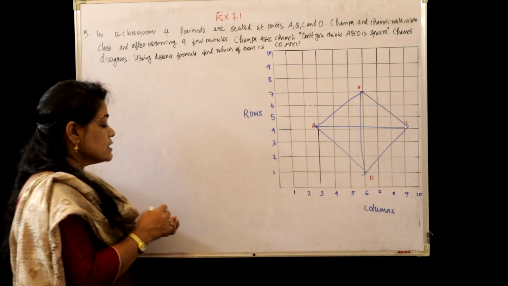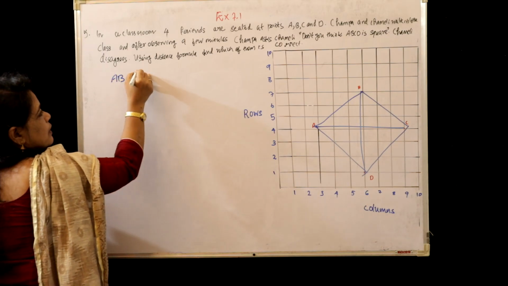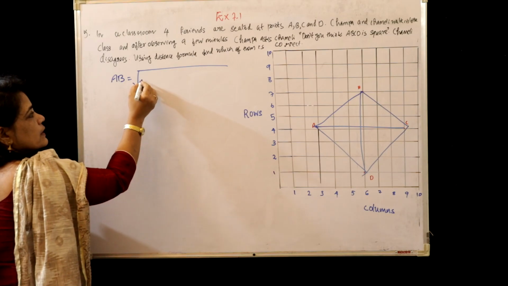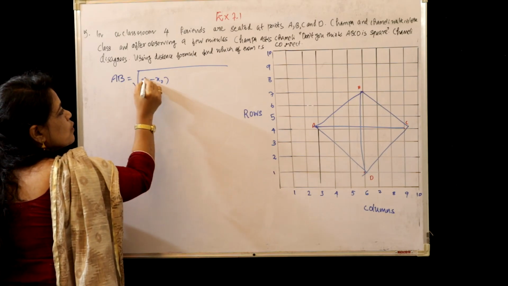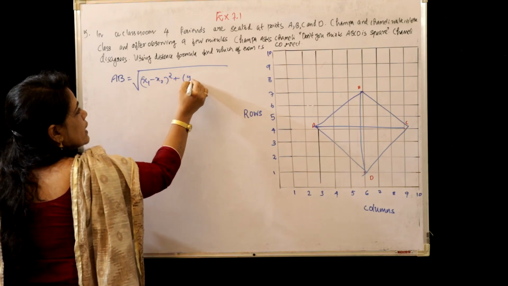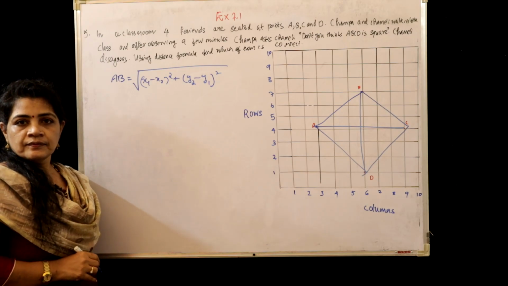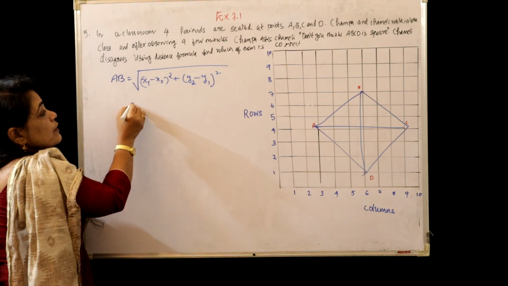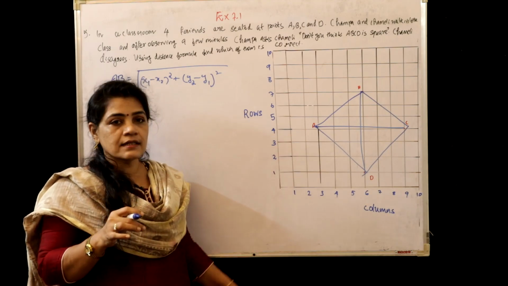Using the distance formula, what is AB? We can write the formula for the first time only, for this AB only: the square root of x1 minus x2 whole square plus y2 minus y1 whole square. Understood? First of all we should know the coordinates of the points at which A is sitting.